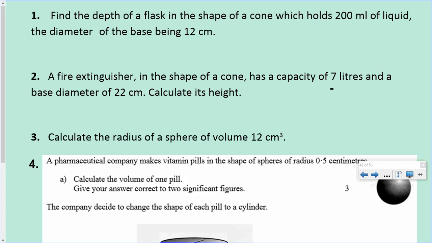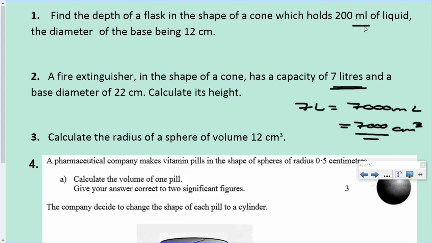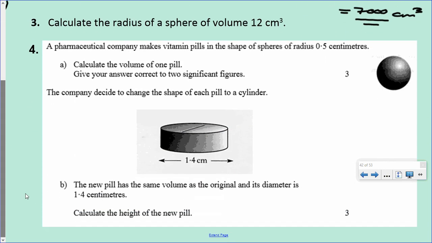One thing I would mention here, 7 litres is the same as 7,000 milliliters or 7,000 centimeters cubed. So when using your volume, use 7,000 rather than 7. The same here, this milliliters is exactly the same as centimeters cubed, so we can just use it as though we were going through exactly the same as that.